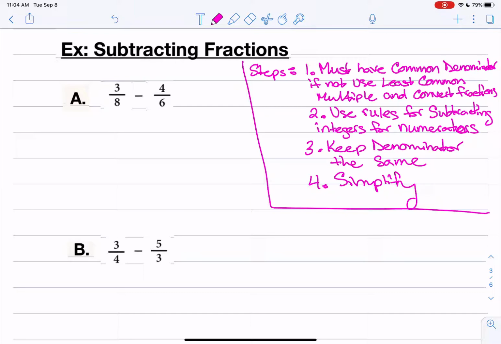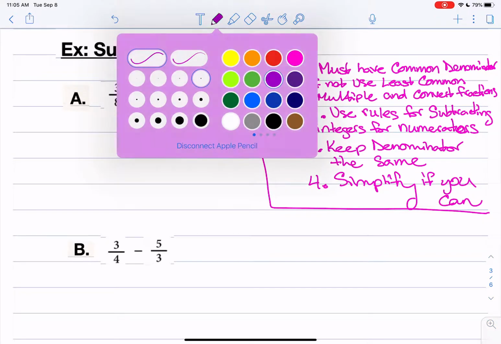Step two, use the rules for subtracting integers for the numerators. So then you're going to take those numerators, meaning the top numbers of your fractions, and you're going to subtract them using the same rules that we used for subtracting integers. Step three, the denominator stays the same. Step four, simplify if you can. Remember, you're not always going to be able to simplify. So let's go ahead and get started and do the first example.